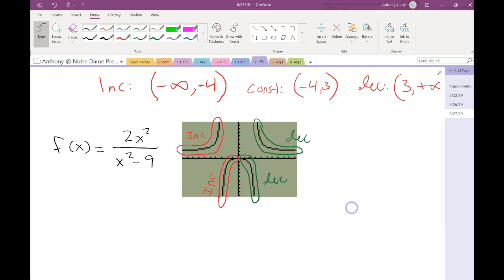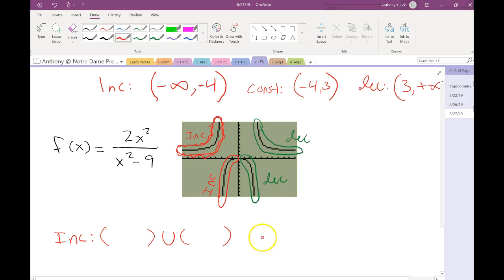Okay, so let's write our intervals of increasing. So we'll start with the first interval here, because it has 2 increasing parts. I know it's going to have 2 intervals that I'm going to have to group together with the union symbol. Similarly, for the decreasing part, I know I'm going to need 2 intervals connected by the union symbol. All I need to do now is to fill in the upper and lower bounds for these. Everybody okay with that idea?